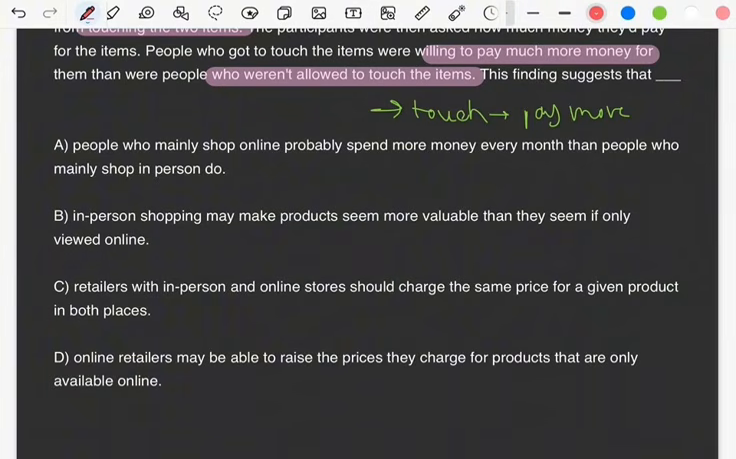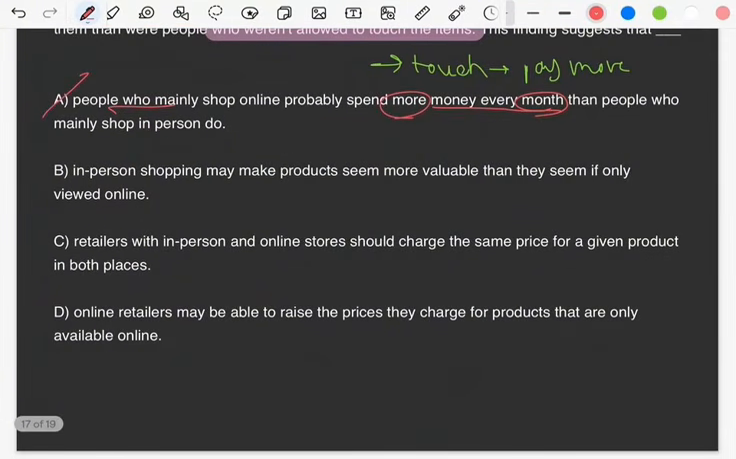Option A says people who mainly shop online probably spend more money every month than people who mainly shop in person. Now, this is the opposite. If anything, in-person shoppers spend more, not less. So, the passage doesn't discuss monthly spending at all. So, there are two misleading things over here: monthly spending, and again, that online shoppers spend more money, which is wrong. So, we're going to eliminate this answer once and for all.